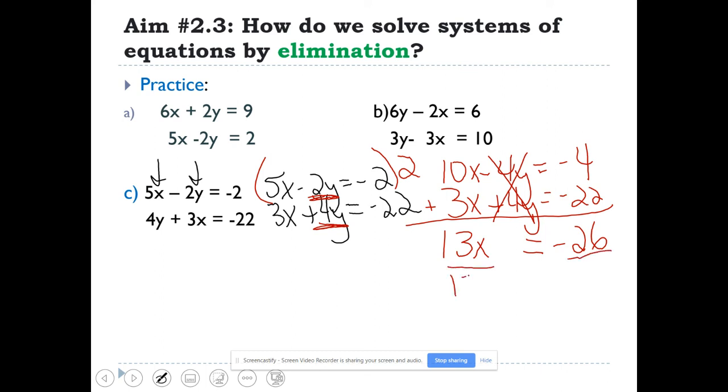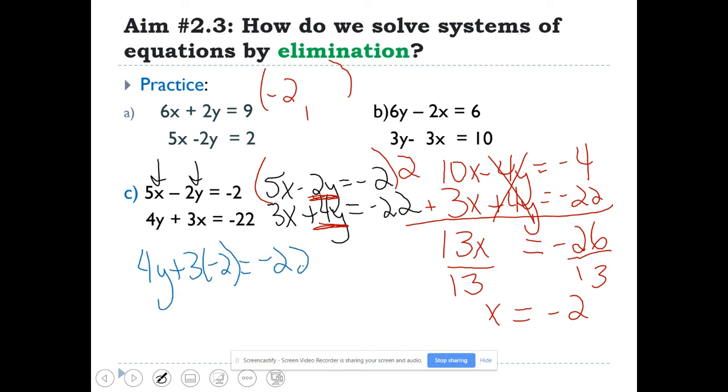Divide both sides by 13. And we get x is equal to negative 2. So that is the x value of our ordered pair. Now I want to get the y value. And I can go back into either one of those original equations and plug in my x. Let's go with the bottom one to be different this time. So 4y plus 3 times negative 2 is negative 22.